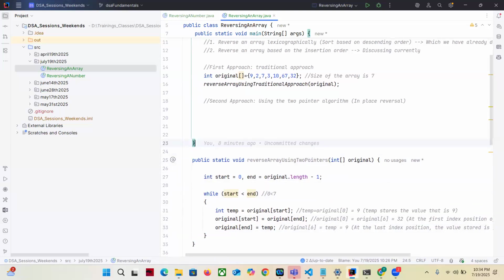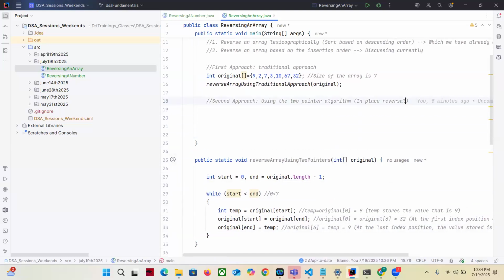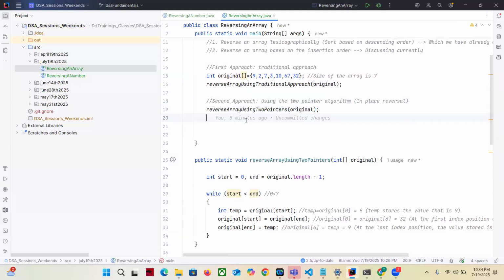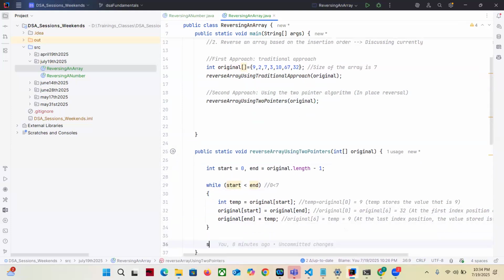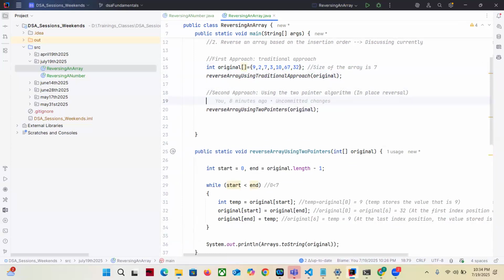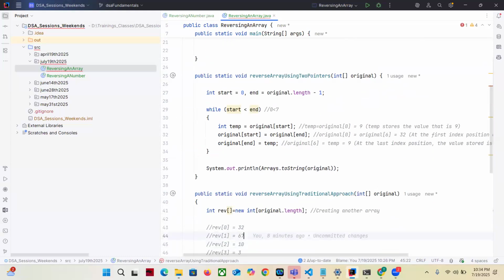So we are doing an in-place reversal of data. This is what we call it. When we use two pointers, it is in-place reversal, yes, because we're not storing it in another array. In the same array we are reversing it. In terms of space complexity, this is better. And time complexity also, this is better, because of the swapping.